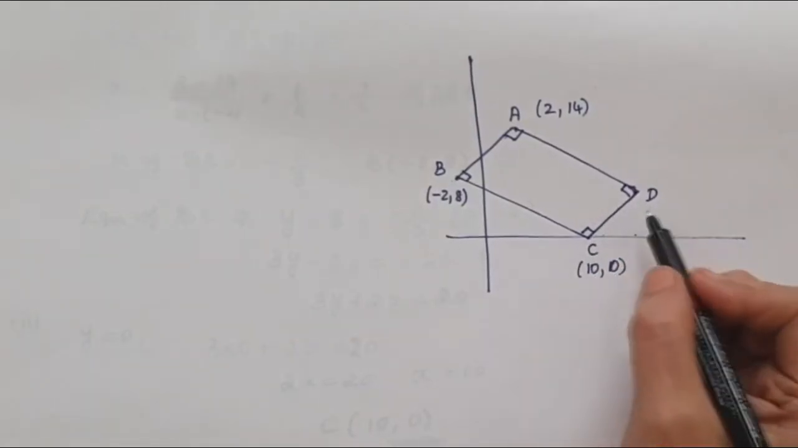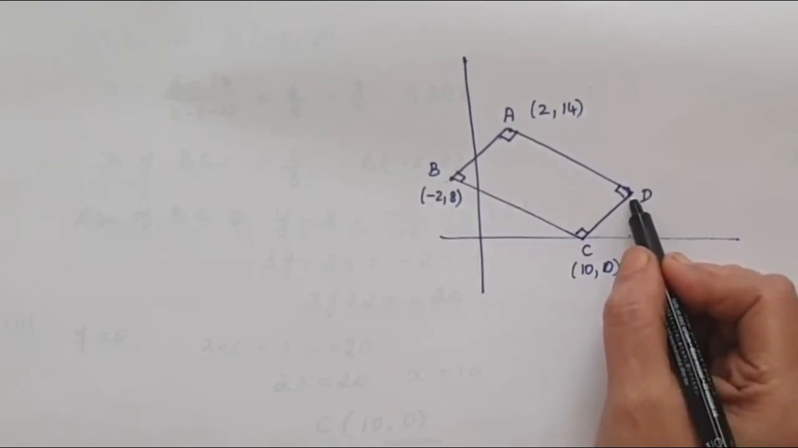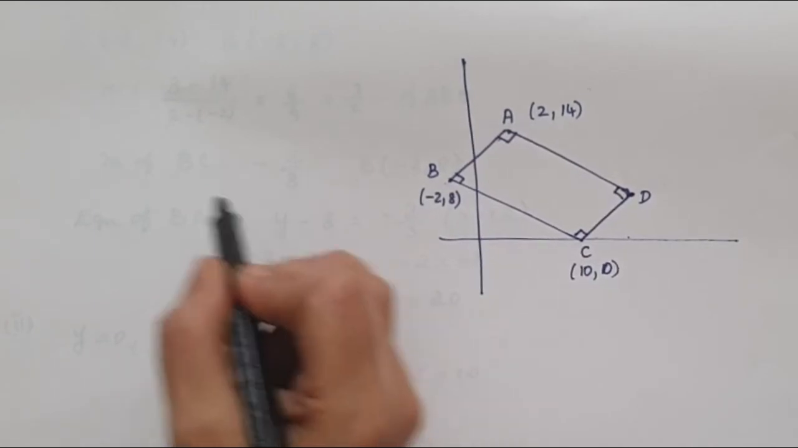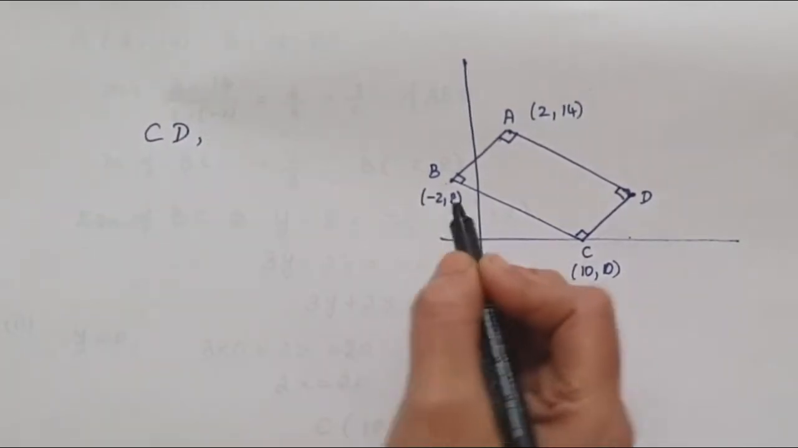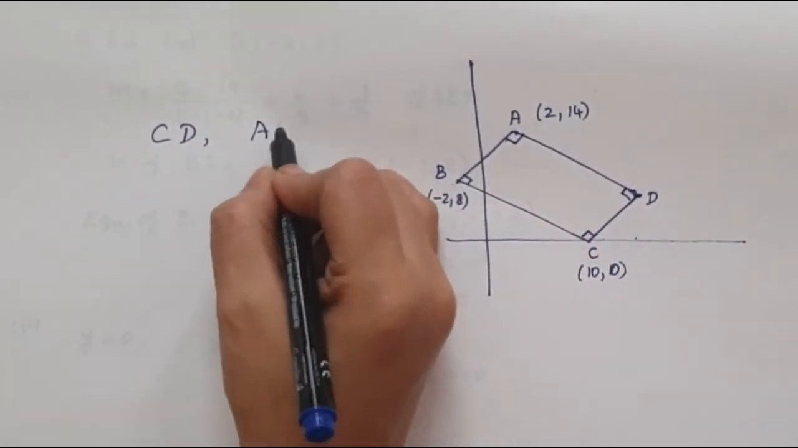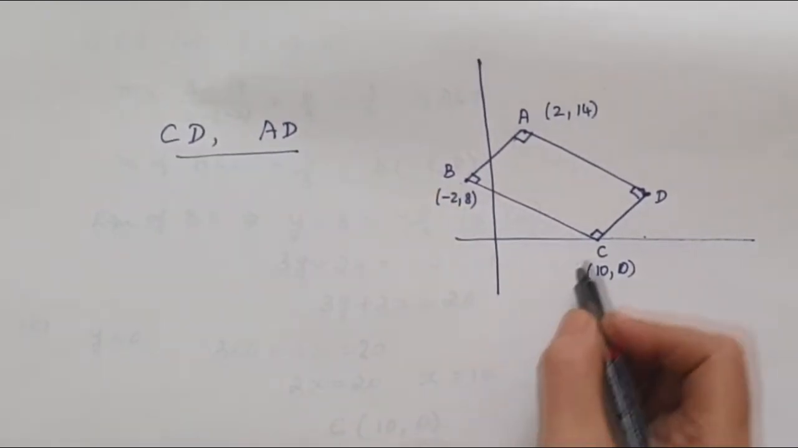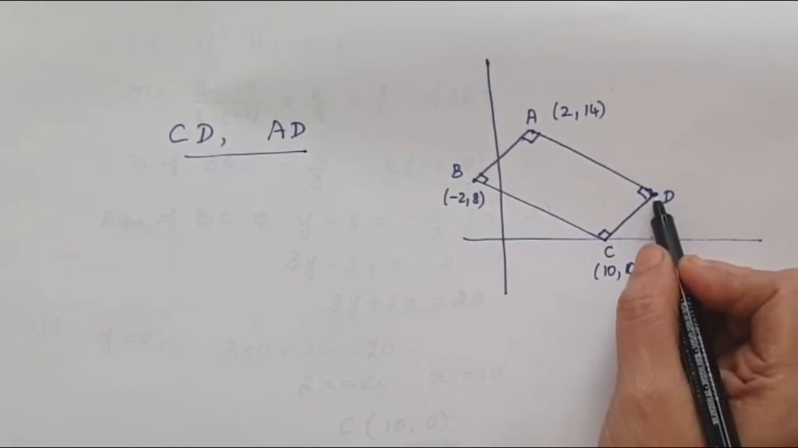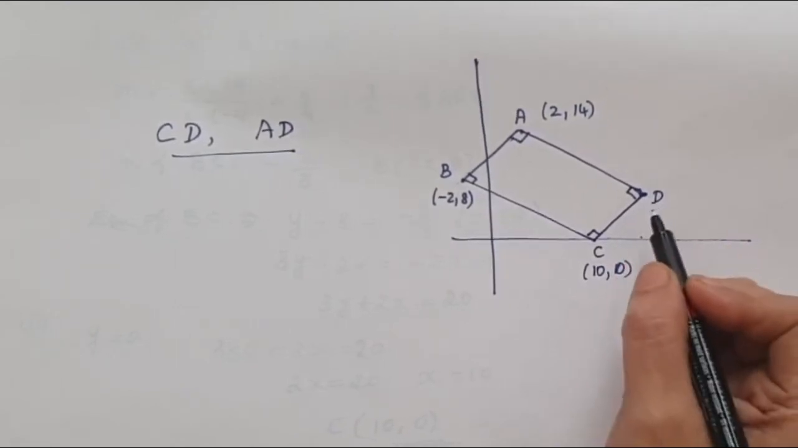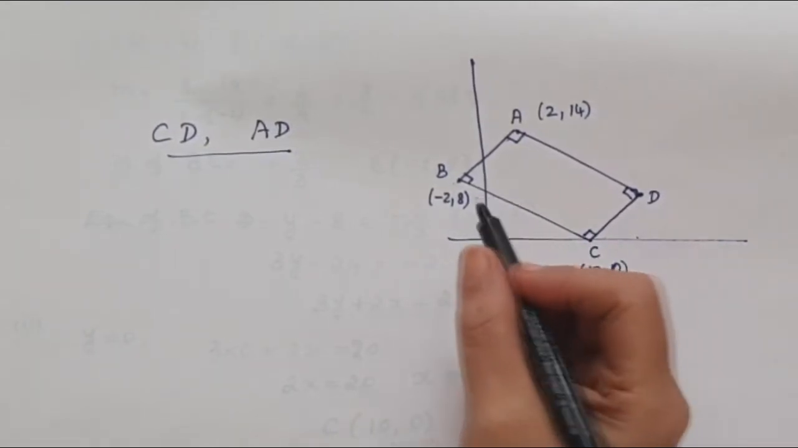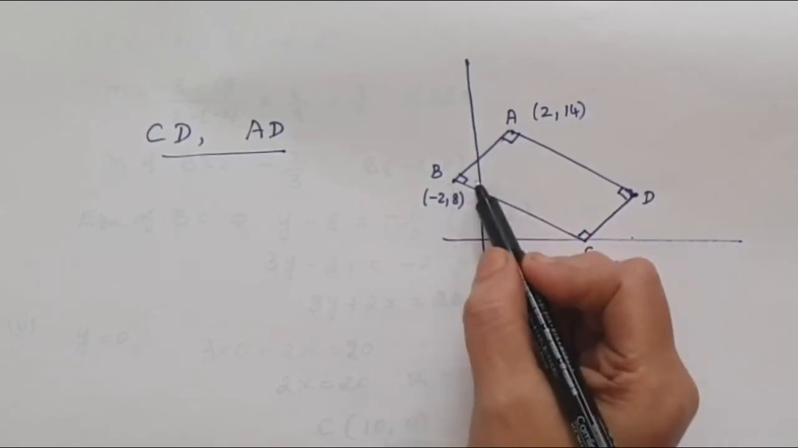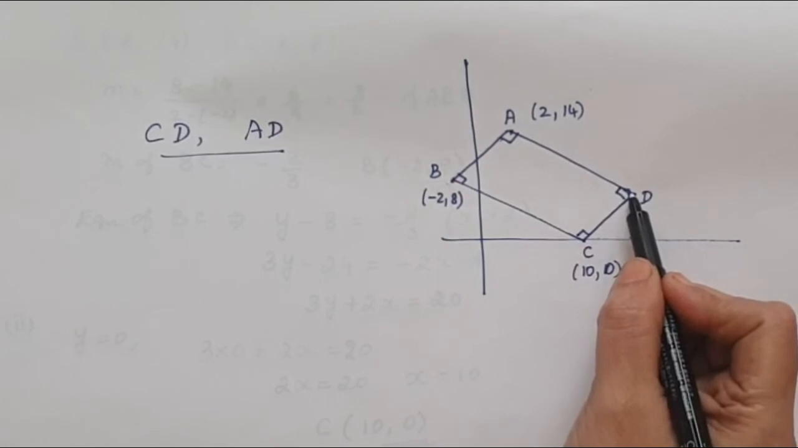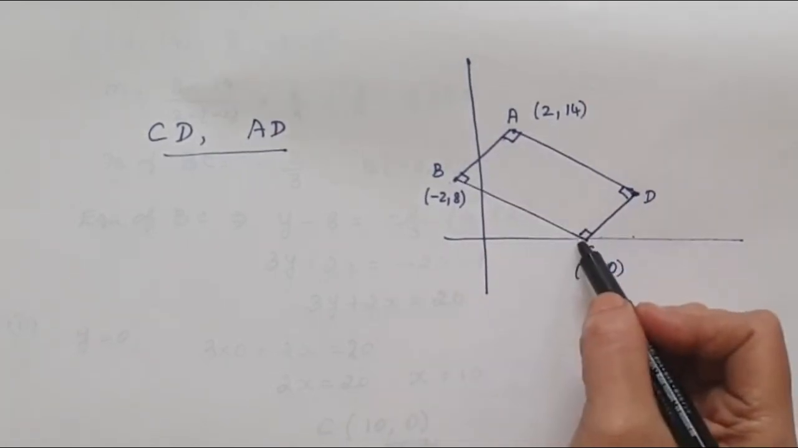Now the last part is, we need to find the coordinate of D. In order to find the coordinate of D, we can find the equation of CD and the equation of AD. Then solve these two equations simultaneously and find the coordinate of D, which is a very long process. Instead, we can use the vector movement, how the point has moved from B to A. The same distance it will move from C to D as it is a rectangle.